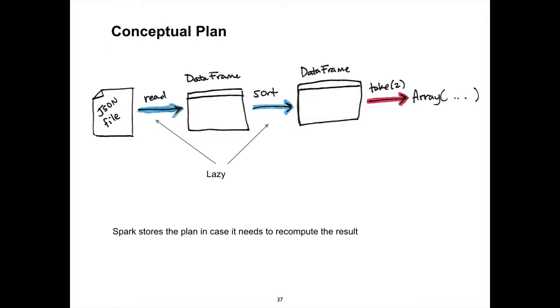Right. Again, we have this, right? We build up these transformations, and they're not done until we do an action. It also allows us, if there's some problem, say a node goes down, we still have that plan around so we can recompute its part.